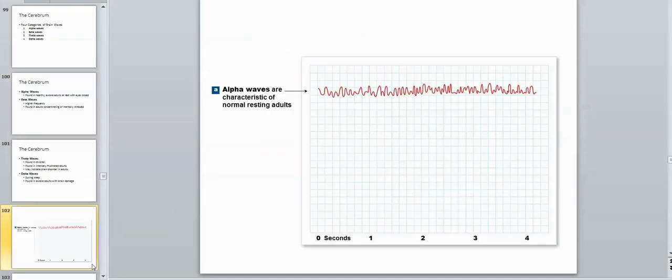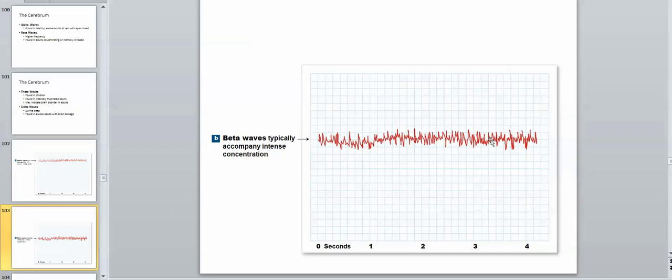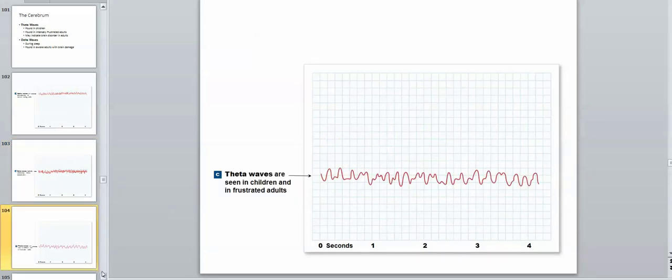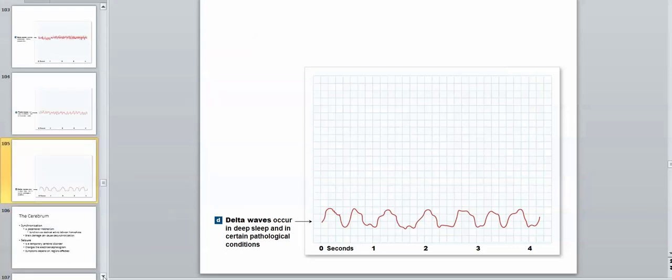Then you can see several slides here that show what they look like. Here are alpha waves, and here are beta waves. And then they show you some theta waves, and then below that they show you some delta waves. And these are very low frequency waves, deep sleep typically. If you see a lot of this activity in adults who are awake, it's usually typical of a pathology. That's something that might be useful to know and is certainly useful for clinical applications.